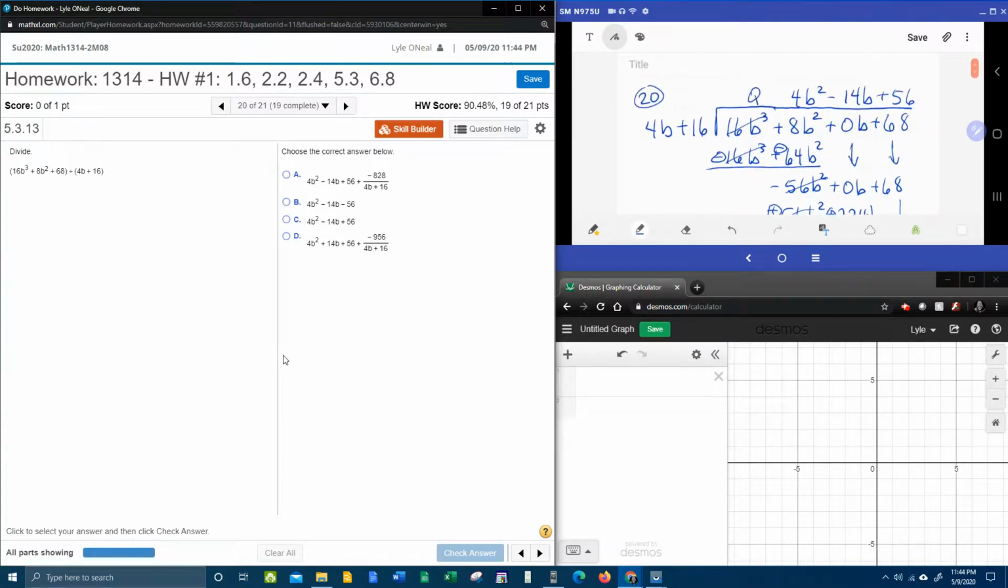The quotient is 4b squared minus 14b plus 56. Does that match any of the answer choices? Looks a lot like A. 4b squared minus 14b plus 56. And here they're showing adding the remainder over the divisor, which is proper math notation.